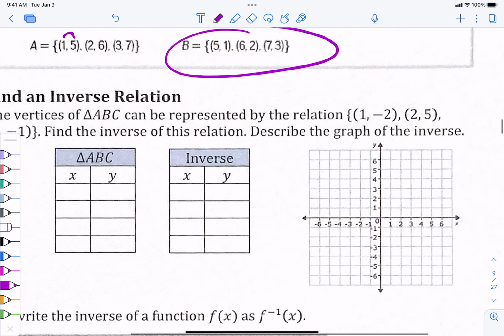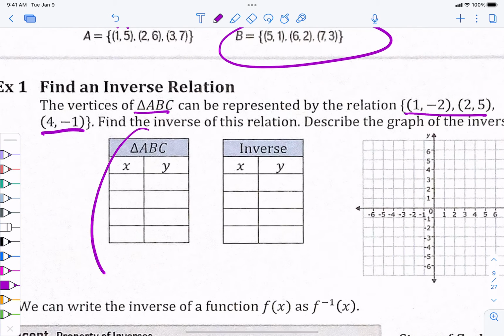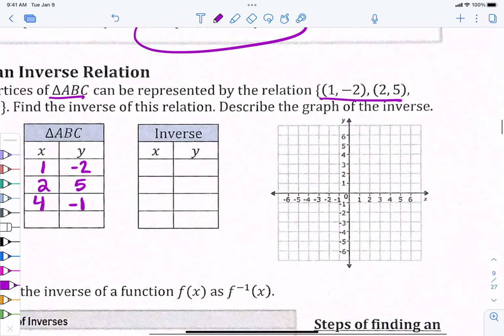So let's go ahead, and it says we have a triangle, and we're going to graph these points on this triangle, but we're also going to put this in this first table here. So my first ordered pair is 1, -2. My second one is 2, 5, and my third one is 4, -1. Okay? Those are my 3 coordinate points. I don't know why there's an extra one. So we have 3 coordinate points, and we're going to graph those guys over here. 1, -2, 2, 5, and 4, -1, and that's this triangle. This is triangle ABC, okay?